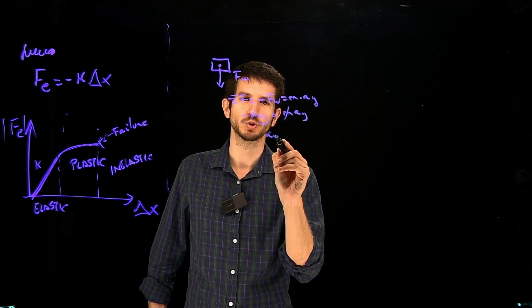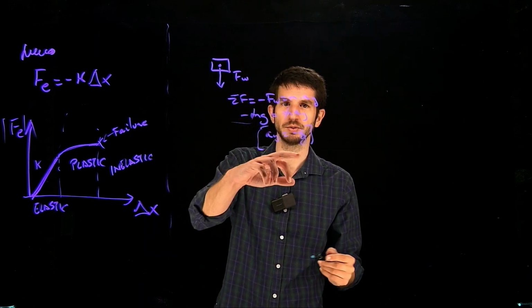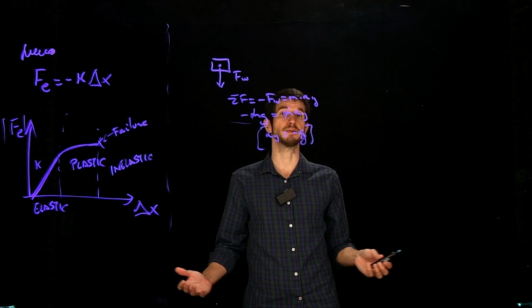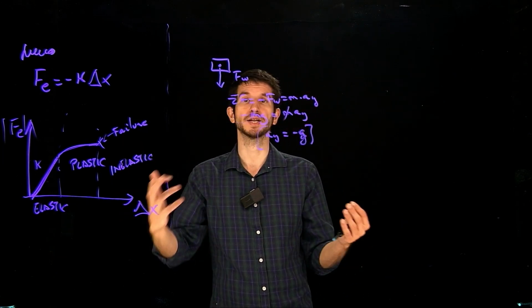So that, of course, means that the object is going to accelerate with negative g, g being, of course, the gravitational acceleration. This is trivial. I have an object, I let it go, the object falls. Why? Because there is no balance of force.